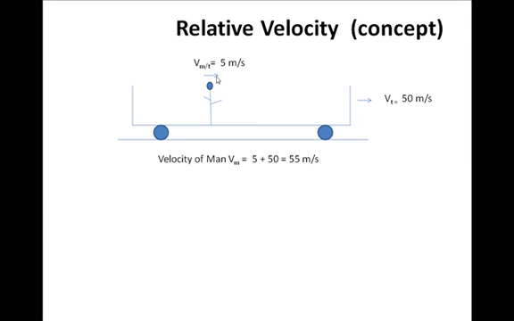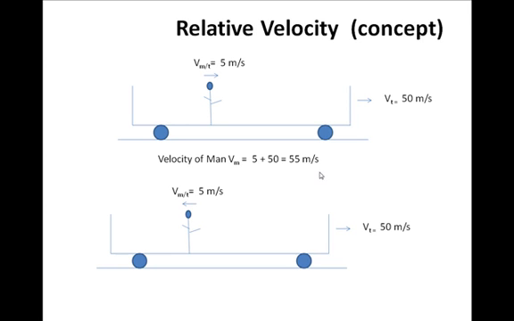Why? Because this fellow is walking inside the truck at 5 meter per second, but the truck itself is moving at 50. So naturally, its velocity with respect to ground is 55 meter per second. Now, in case this fellow decides to walk in the opposite direction of the truck, then what will be his velocity with respect to ground? It will be minus 5 plus 50, 45 meter per second, because he is walking in the opposite direction of the motion of the truck.